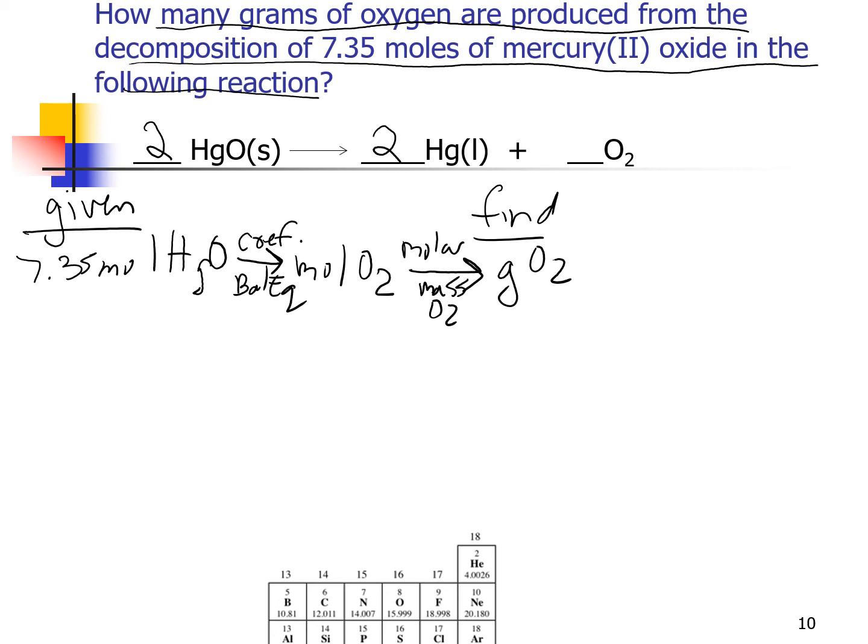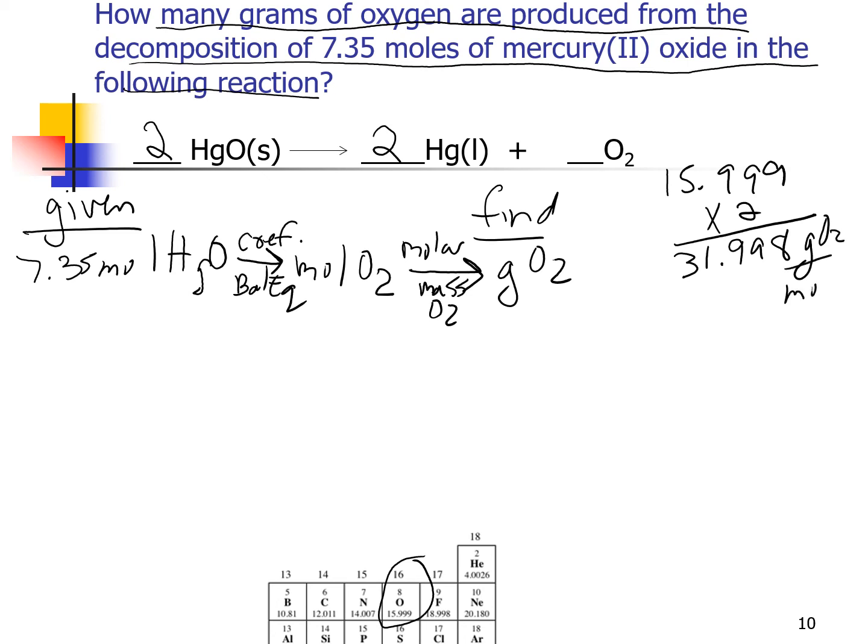The other thing we said we needed in our plan is the molar mass of oxygen. So 1 oxygen is 15.999 grams per 1 mole, but we have 2 oxygens in a molecule of oxygen, so we need to multiply that by 2, and that will give us 31.998 grams of oxygen per 1 mole. So now we can set up our problem.